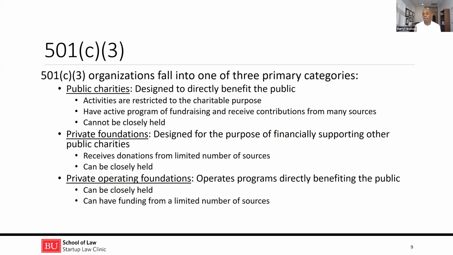Let's discuss, well, what are these different options when we say public charity, private foundation, and private operating foundation? Within 501(c)(3), there are these different options, and they're based on what the organization ultimately will do. With a public charity, as the name sounds, it's designed to directly benefit the public. So it's doing a public good. You can think of United Way, and you can think of Goodwill, right? They are directly benefiting the public. Their activities are restricted to public, charitable purpose.